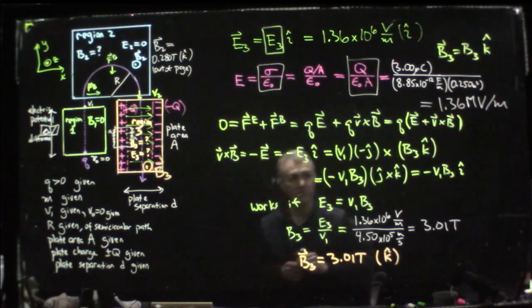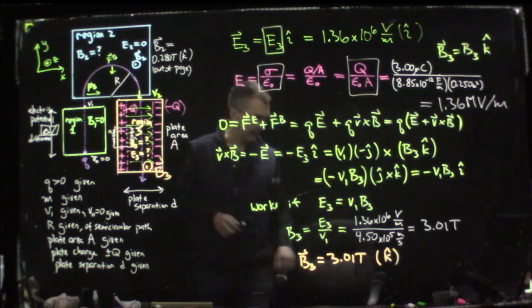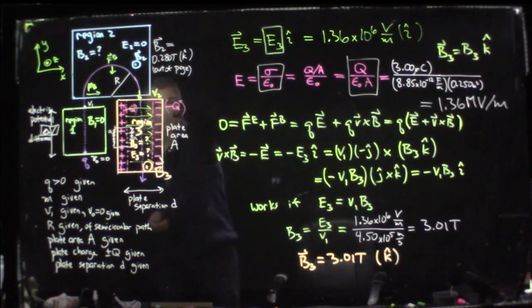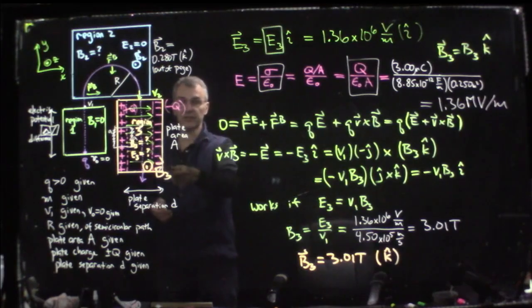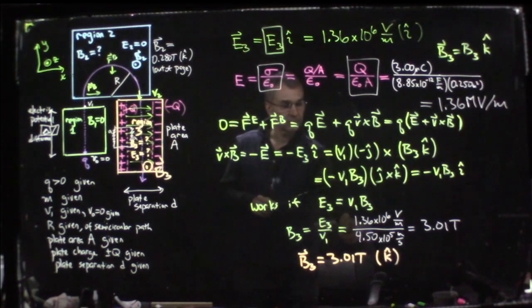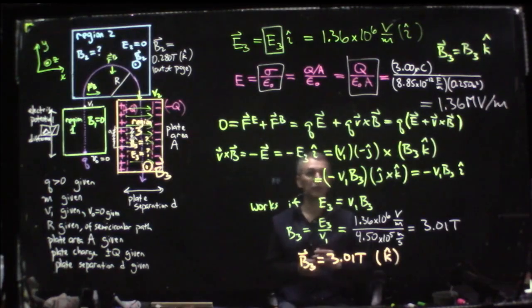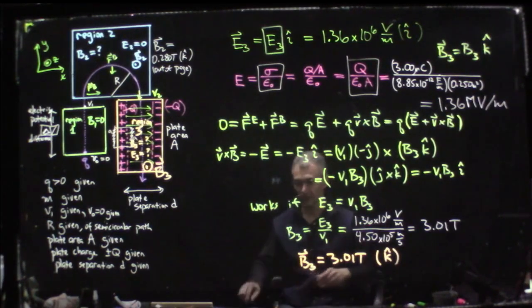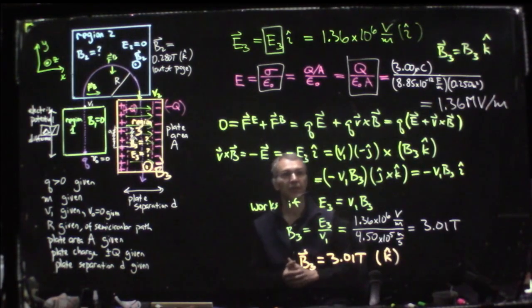It might not hurt to do a check. So you might want to think about the fact that for a positively charged particle, QE is the electric force, which will point to the right. QV cross B is the magnetic force, which will point to the left. So we got the directions correct. And then we can check that the magnitudes are the same. So 3.01 Tesla times 4.5 times 10 to the 5th meters per second should equal 1.36 times 10 to the 6th volts per meter. And sure enough, the calculator says that works out.